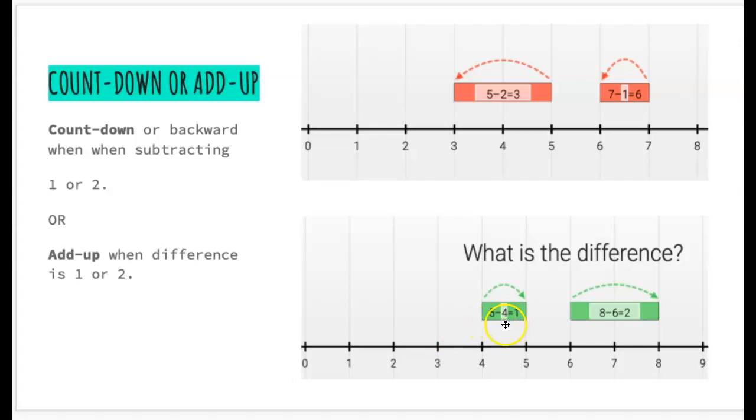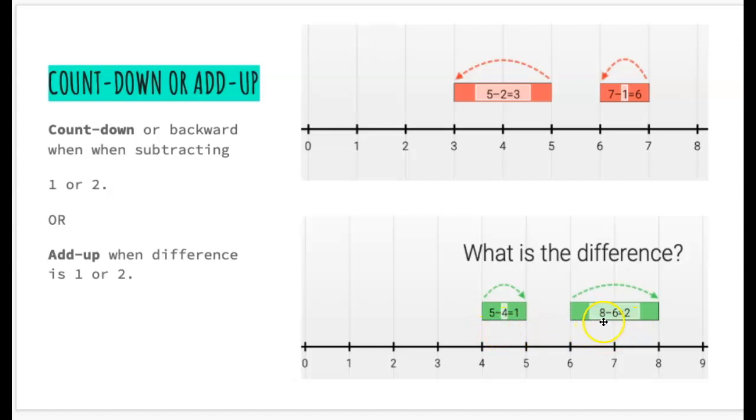So here we can have this example. Here we have 5 minus 4. We know that if we started at 4 and added up 1, we would get to 5. So the difference between 5 and 4 is 1.